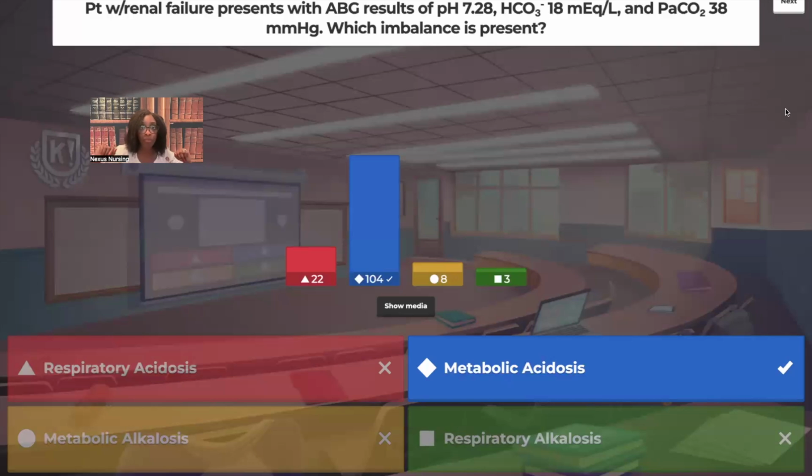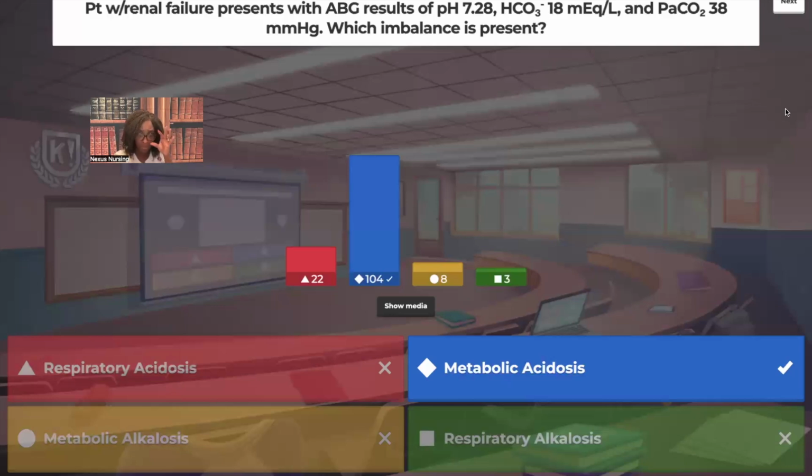All right. Let's look at CO2. CO2 is supposed to be 35 to 45, and it's 38. CO2 is normal. So we know for sure the patient's going through metabolic acidosis. Now, my question to you: compensation, full compensation, partial compensation, no compensation, what's going on?